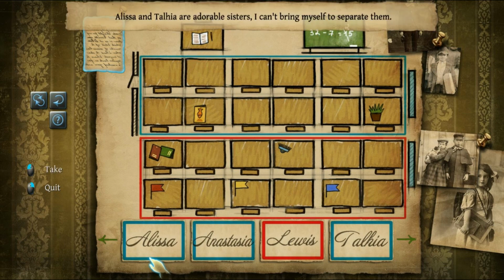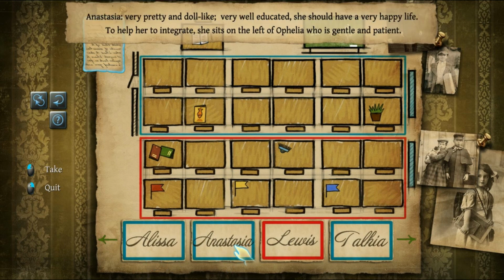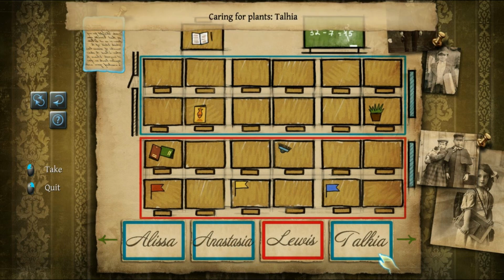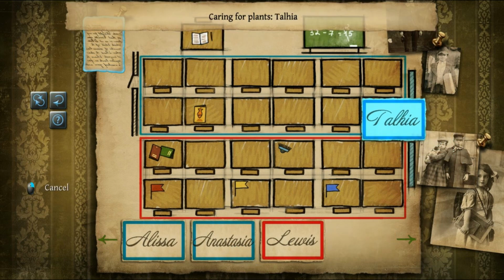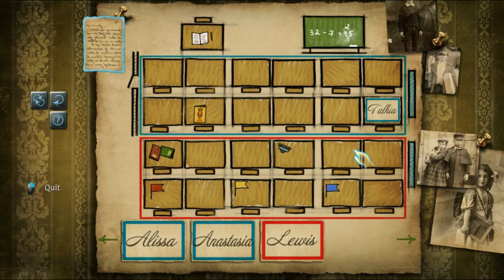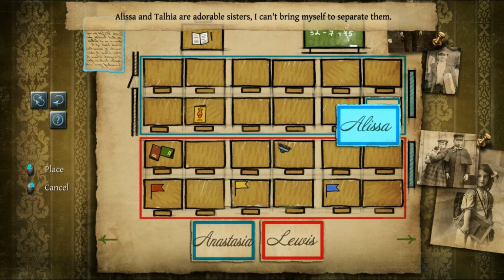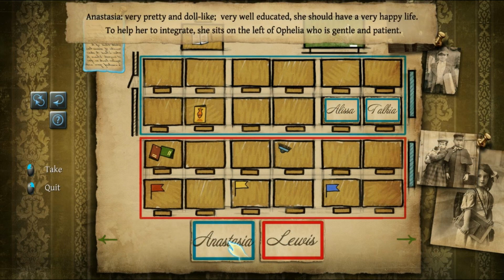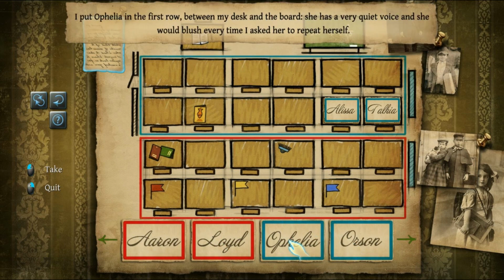Alyssa and Talia are adorable sisters. I can't bring myself to separate them, so they're next to each other. Anastasia, very pretty and doll-like, very well educated. She should have a happy life to help it to integrate. She sits to the left of Ophelia, who's gentle and patient. Caring for plants, Talia. Okay. And Alyssa's next to her. So there we go. And you're next to Ophelia, who we haven't placed yet.